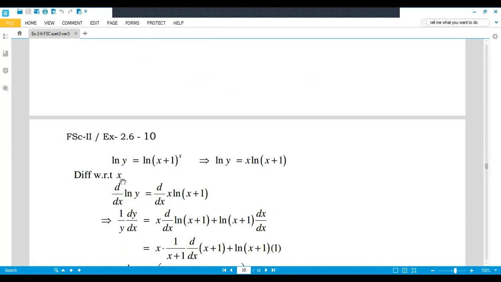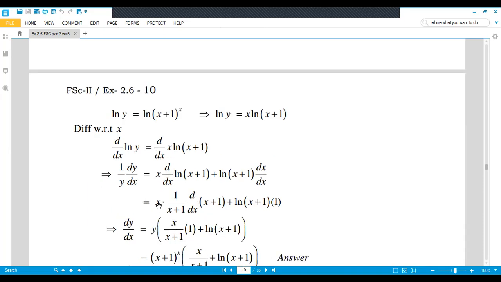Now you differentiate with respect to x. The derivative of natural log of y is 1 over y, further times the derivative of y, dy by dx. And here you apply the product rule. First term as it is, derivative of the second term, plus second term as it is, derivative of the first term. So this x you copy as it is, and the derivative of natural log of (x plus 1) is 1 over (x plus 1), and further the derivative of (x plus 1). And this natural log of (x plus 1) you copy as it is, and the derivative of x is 1.